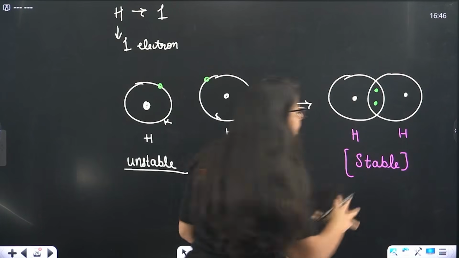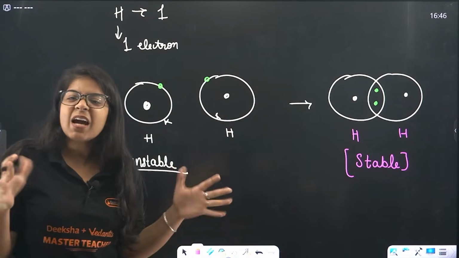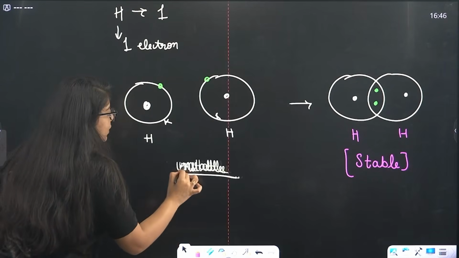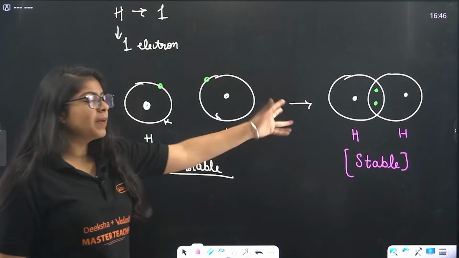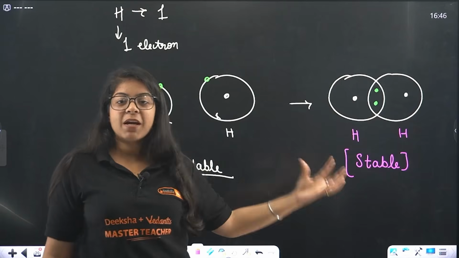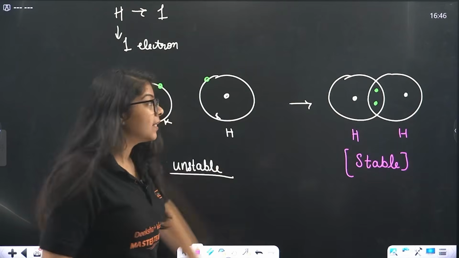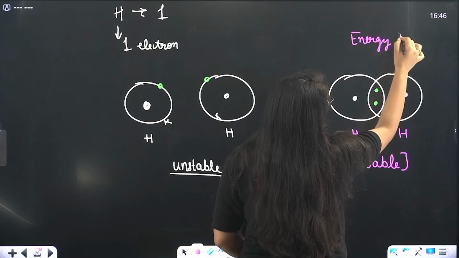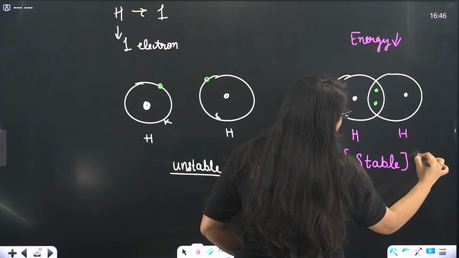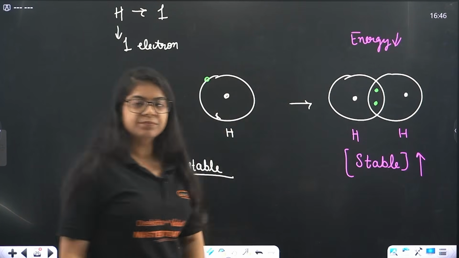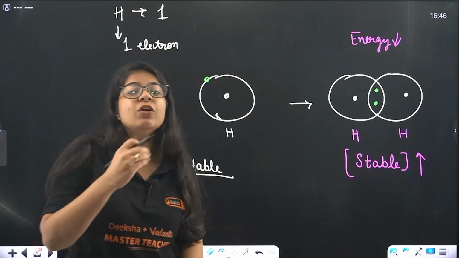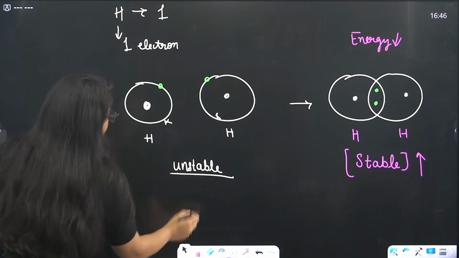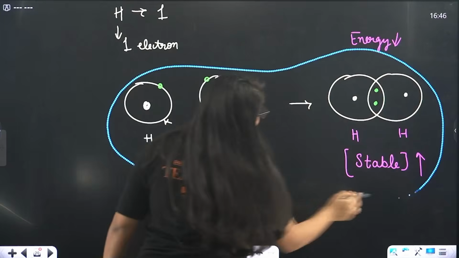Earlier, when they were away from each other, they were unstable, right? But now that they are together, they became stable. They become more stable and hence the energy will be less. The energy will be less because what did we study? More stability, less energy. Done? That means how will you write it now in the language of bondings?